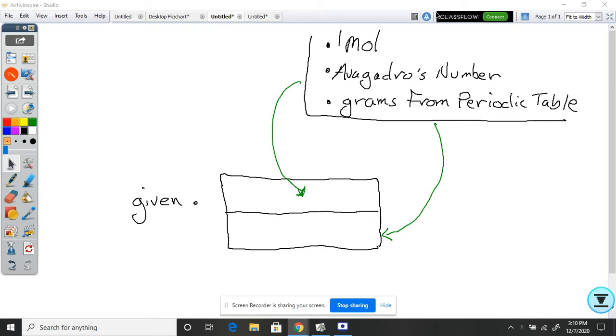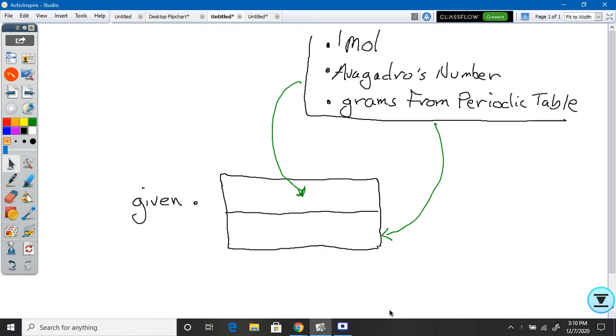And this is really the secret of chemistry. The secret of chemistry basically is to be able to algebraically convert units, and to be able to take a given unit. Your given unit is what you're given in the problem. Let's say you've been given grams, and you're going to convert that to something else.